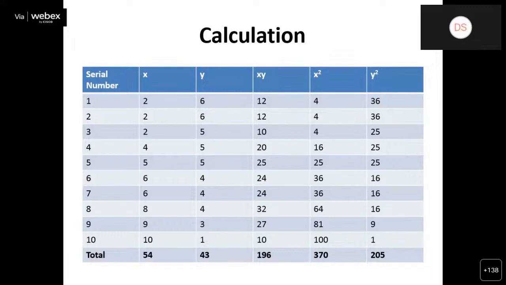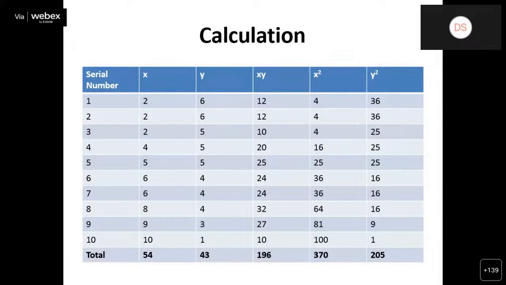Then you have to take the sum of all these: the sum of x, the sum of y, the sum of xy, the sum of x square, and the sum of y square. The sum of x divided by the number of observations is the mean of x. The sum of y divided by the number of observations is the mean of y. In this example, it is 54 by 10, 5.4 is the mean of x. And 43 divided by 10, 4.3 is the mean of y.